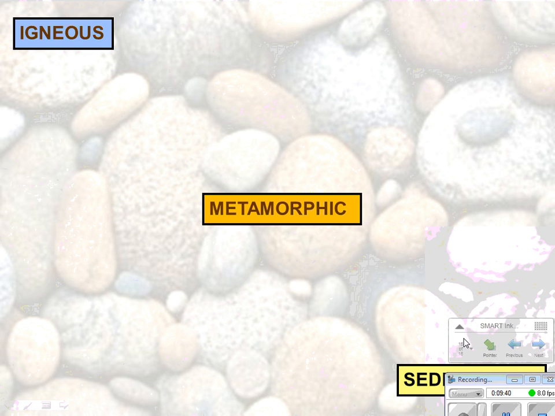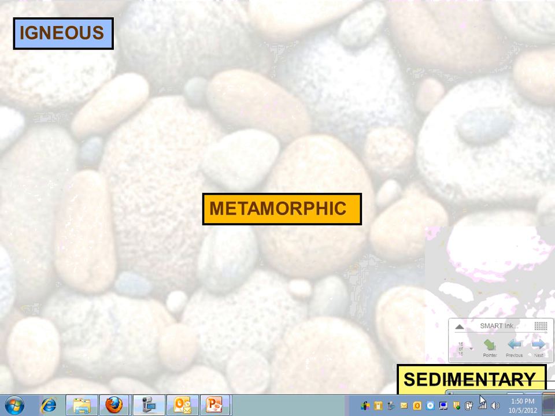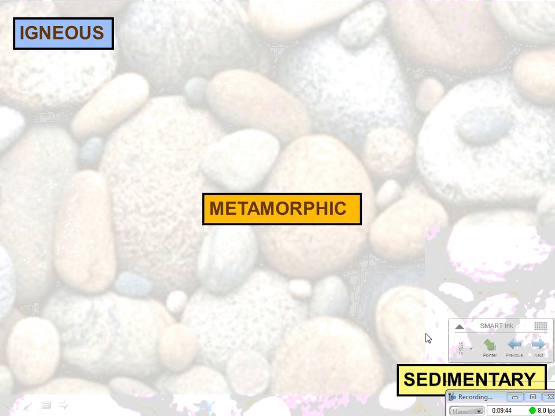So on your page, you have all these empty boxes. And what you need to do is find that very middle box on your notes and write in the word metamorphic. At the very top left box, you're going to fill in the word igneous. The very bottom right box, you're going to fill in the word sedimentary.